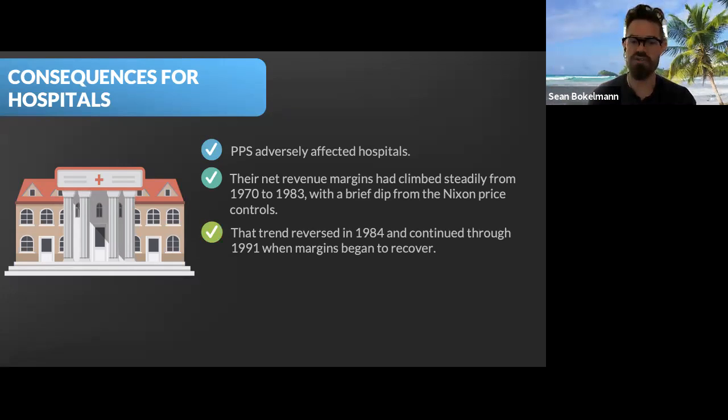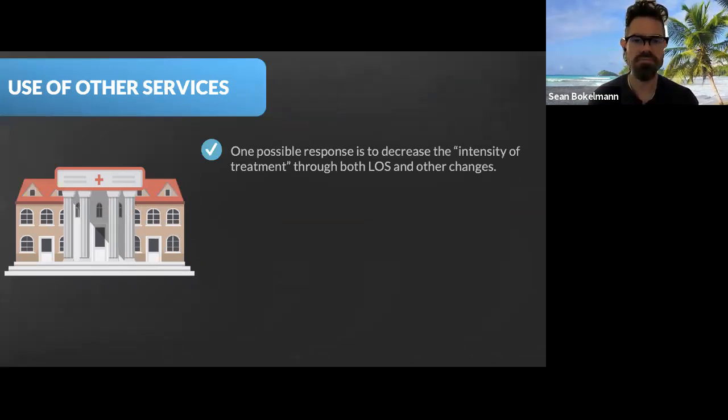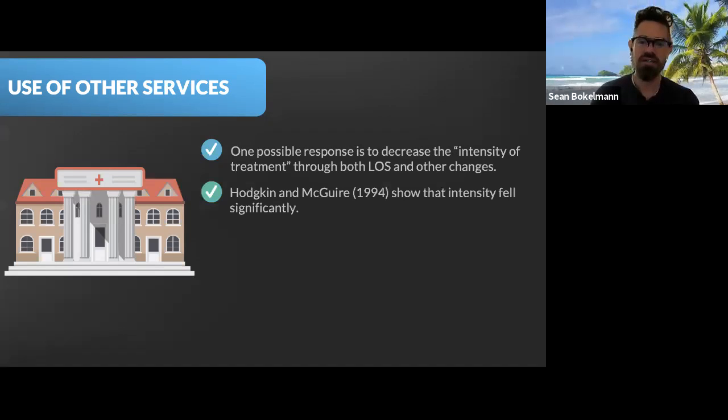And then with the PPS, that trend reversed starting in 1984, and the margins continued to decline until 1991 when they started to recover once again. So one possible response that hospitals might have to combat these declining margins is to decrease the intensity of treatment, both through a decrease in length of stay as well as perhaps other changes. And in fact, Hodgkin and McGuire showed that intensity did in fact fall significantly.